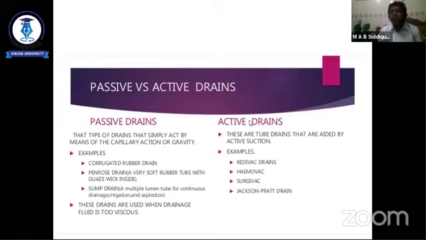Active drains are the drains that are aided by active suction. Examples are the Romovac drain, Humovac, and Surgivac. These are the active drains. Actually, these are used with negative pressure. When we need to act as a negative pressure, we use this active drain.